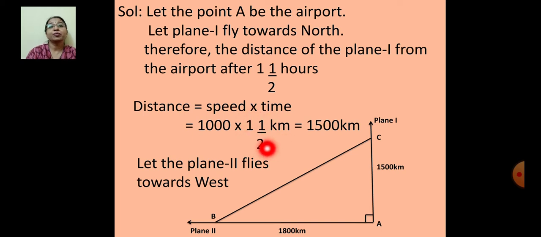See, it is given as a mixed fraction. Convert it into an improper fraction. You will get this as 3/2. Then cancel. So after calculation you will get distance as 1500 km. Now this is distance AC. Now for the second aeroplane, it flies towards the west direction. Now let us find out what is distance AB.